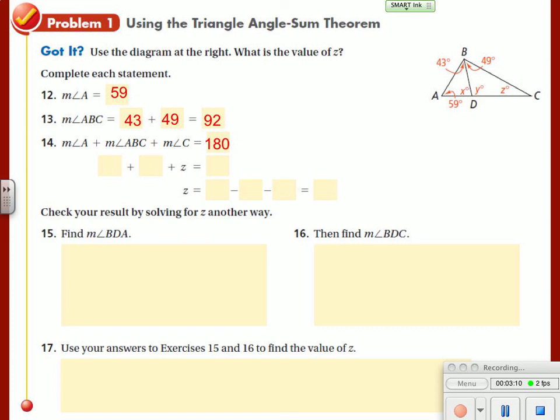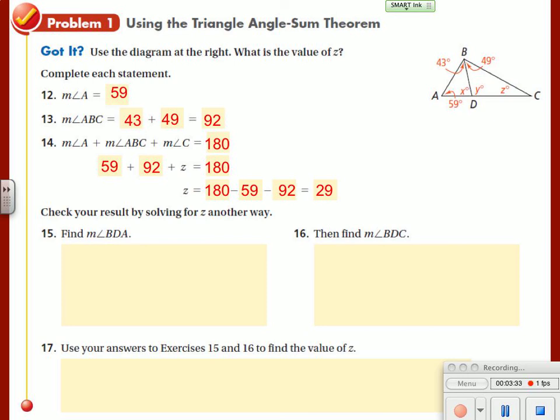The measure of angle A plus the measure of angle ABC plus the measure of angle C, it's the big triangle, equals 180. The measure of angle A, we've already said, is 59. The measure of angle ABC is 92, and we want to find Z, or angle C, which is Z, and all those equal 180. So now we're going to take 180, subtract 59, subtract 92, and we get 29. So the Z in the measure of angle C is 29.